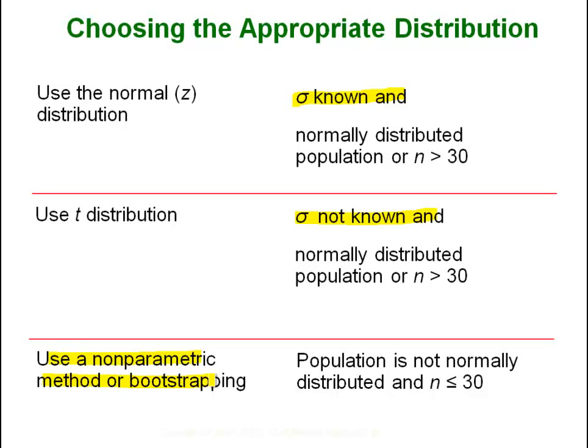Bottom line is, when in doubt, go with the T distribution. Most likely that's the situation you're in, because you only use the Z distribution when you know the standard deviation. So you better be given the standard deviation of the population, otherwise you have to use the T distribution. That's it.